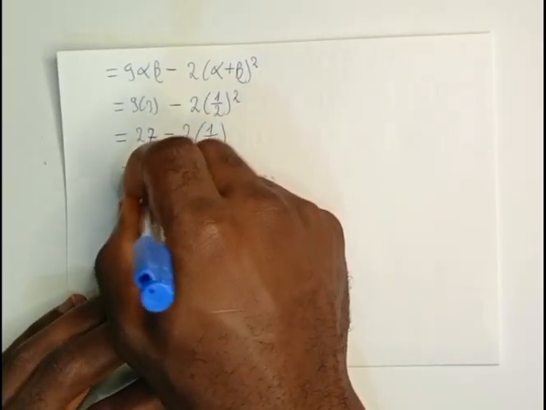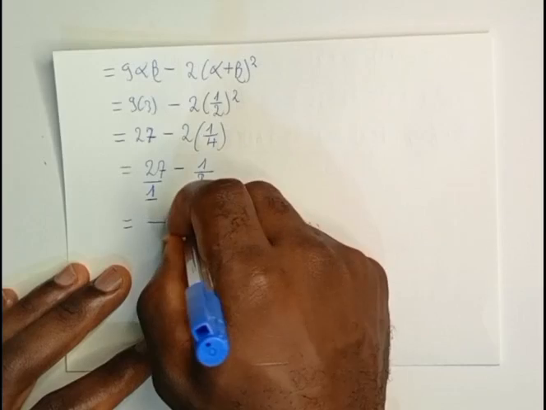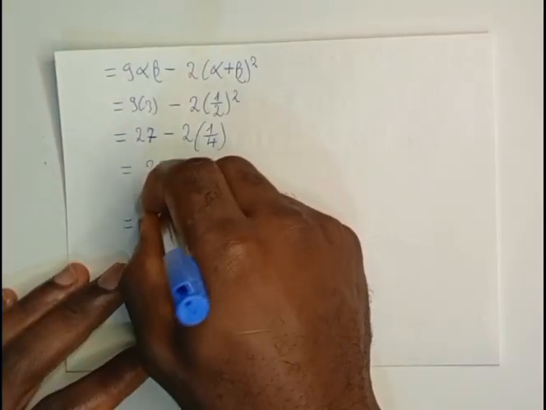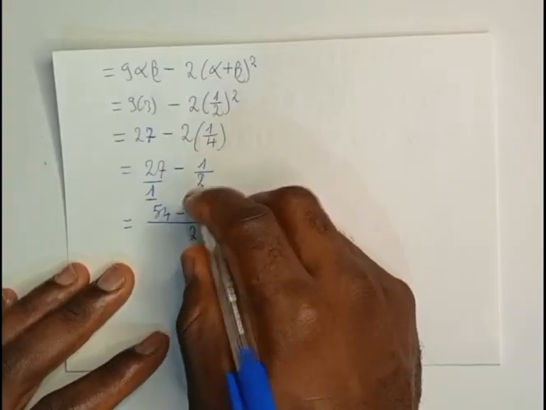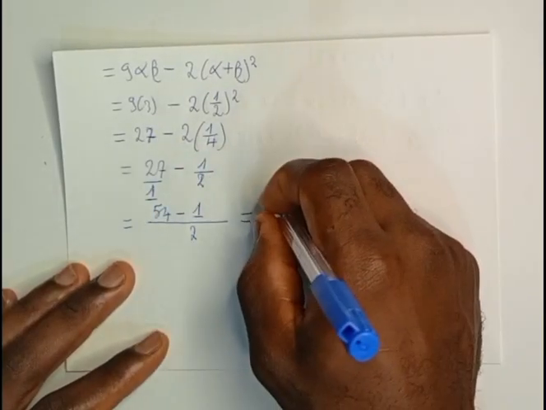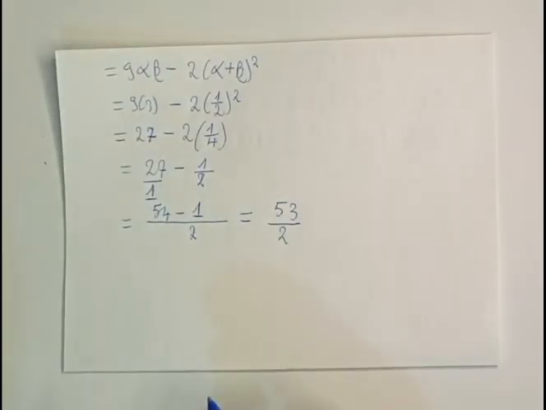We can express 27 as 27 over 1. The LCM of their denominators is 2. 2 divided by 1 gives 2 times 27, 54, minus 2 divided by 2 gives us 1 times 1, 1. This will be equal to 53 over 2. This is the product of new roots.